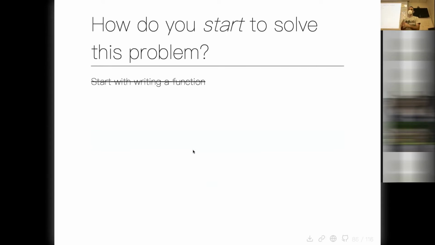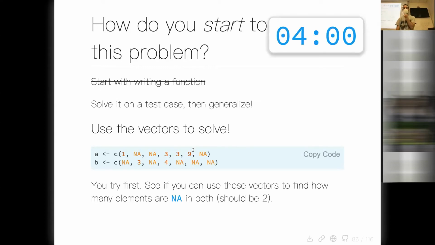We don't start by trying to write a function. Okay, I've said this a couple of times. I will continue to say this. This is probably the biggest mistake I see people making when they're writing functions, is they immediately jump to writing a function to solve the problem. That's going to be way more difficult than if you instead solve the problem on a test case and then use the code you used to solve it on that test case to generalize it to a more abstract problem so it can be used on anything.